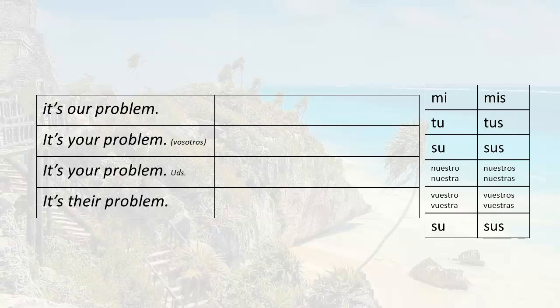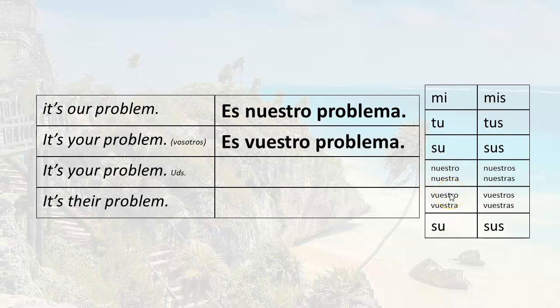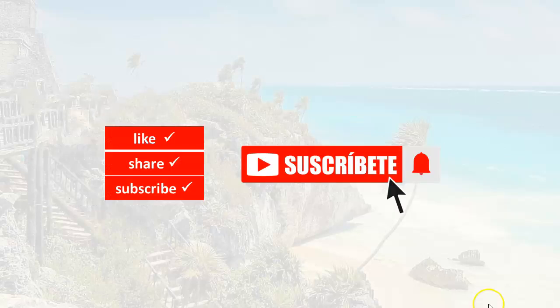It's our problem. So remember, problem is el problema, so it would be the masculine singular here, nuestro. Es nuestro problema. It's your problem. If I'm using vosotros, I'm in Spain, I'm using vosotros to address someone, then I would say es vuestro problema. It's your problem if I'm using ustedes, which is the plural you, and this can be formal or informal in Latin America. Es su problema. And finally, it's their problem. Es su problema.